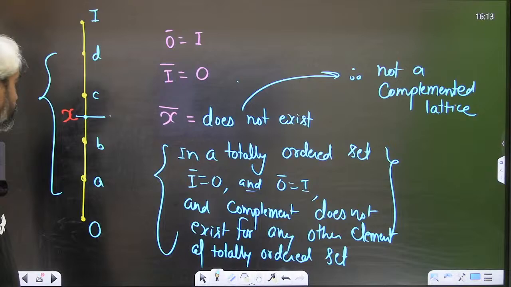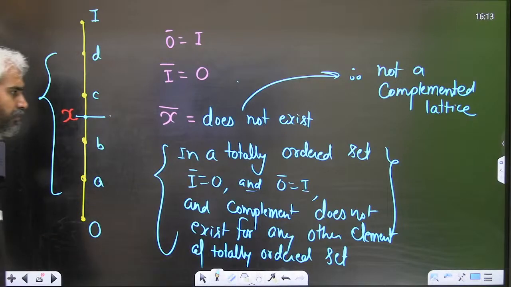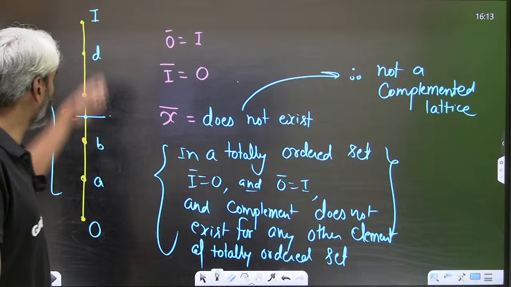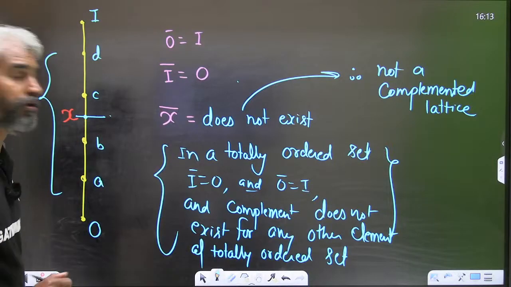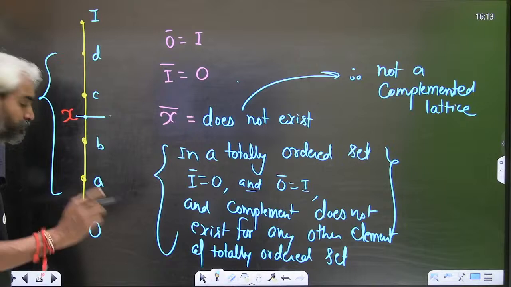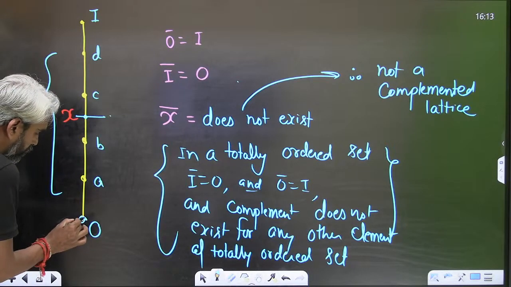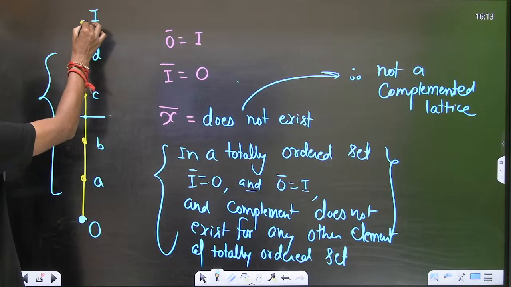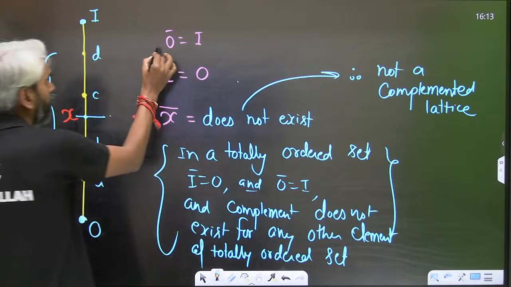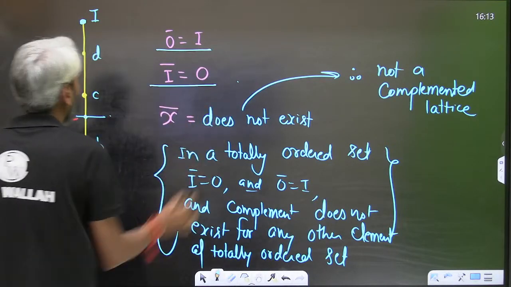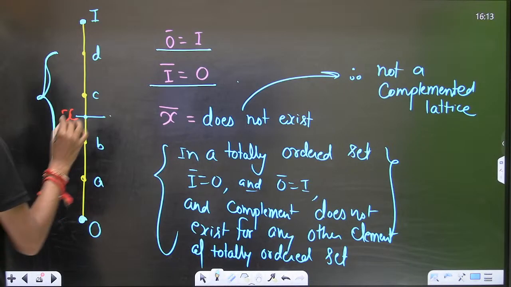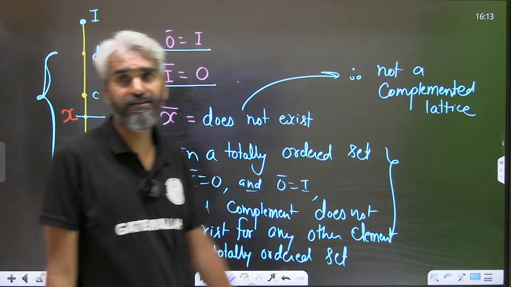Okay, so these are some concepts which you need to understand. If you think of a totally ordered set, and it is bounded, then the complement of the universal lower bound will be the universal upper bound, and the complement of the universal upper bound will be the universal lower bound. That is, the complement of O will be I, the complement of I will be O, and complement will not exist for any other element in the totally ordered set.